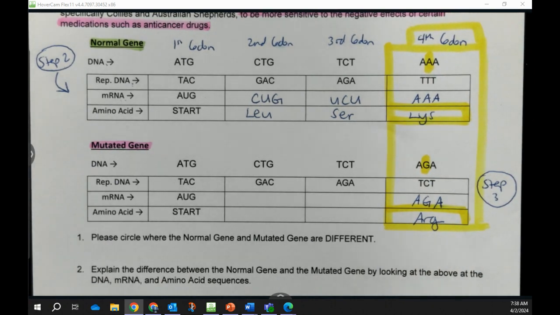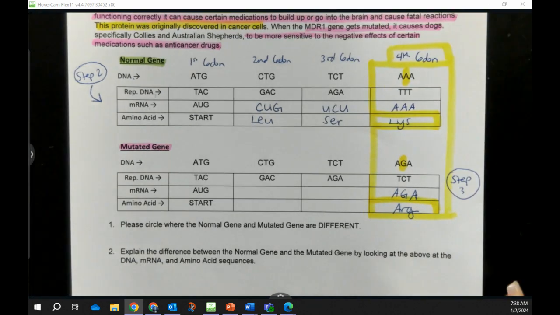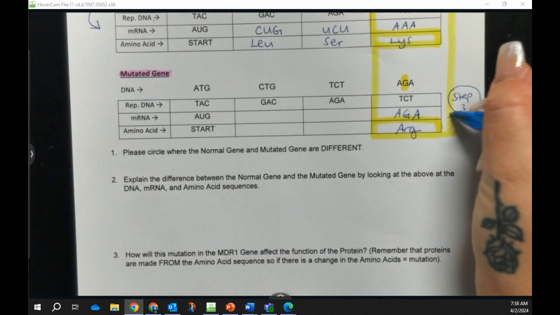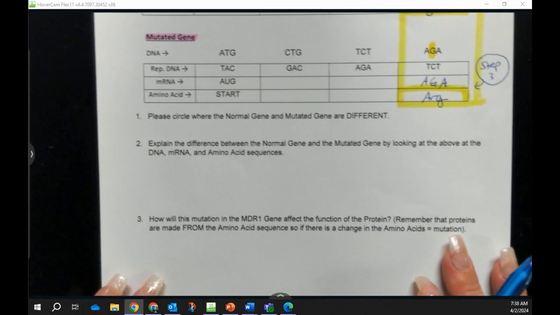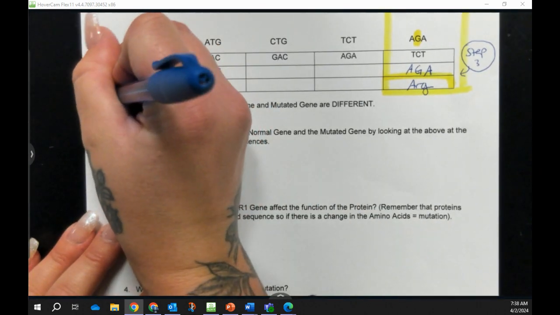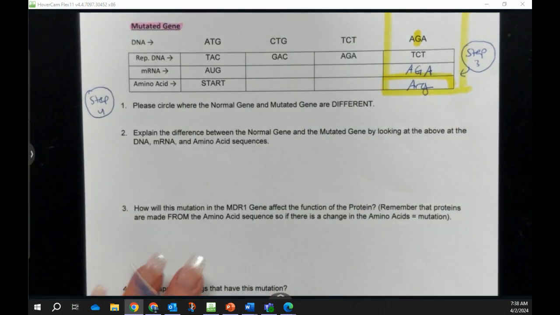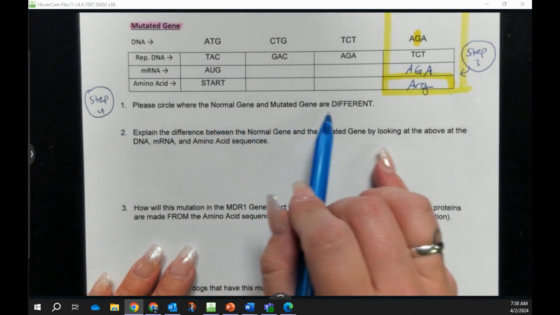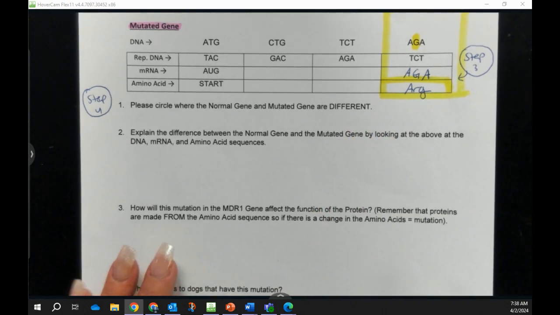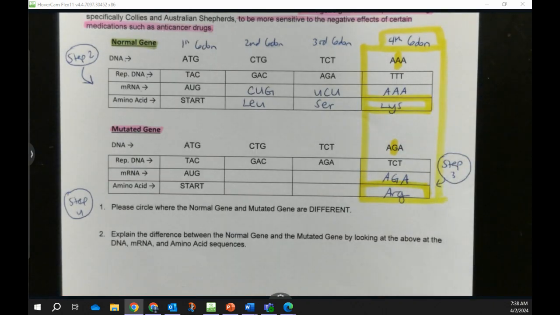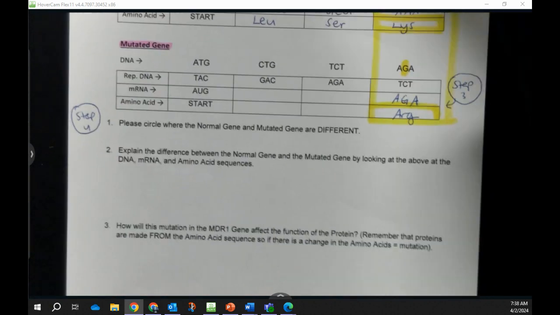Okay. Once you've completed that, step 4, you're going to go down to your questions. So this is step 3. Now you're going to go step 4. And you're going to complete the questions. Please circle where the normal gene and mutated gene are different. We already did that. That's right here. We highlighted it.